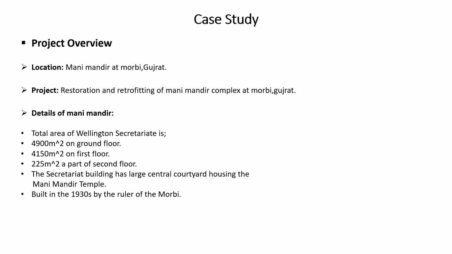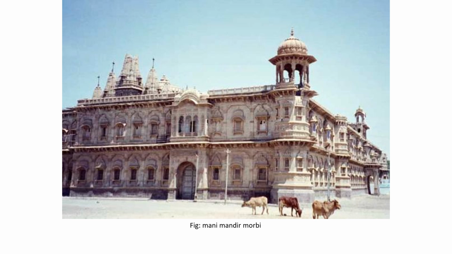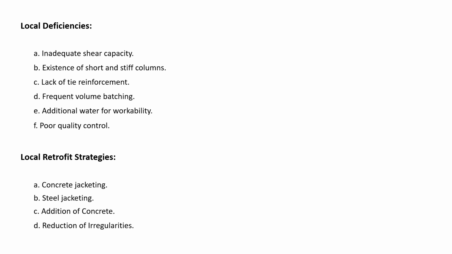The Secretariat building has a large central courtyard housing the Mani Mandir temple, built in the 1930s by the ruler of Morbi. Here is the figure of Mani Mandir Morbi. Local deficiencies: inadequate shear capacity, existence of short and stiff columns, lack of tie reinforcement, frequent volume batching, additional water for workability, poor quality control. Local retrofit strategies: concrete jacketing, steel jacketing, addition of concrete, reduction of irregularities.